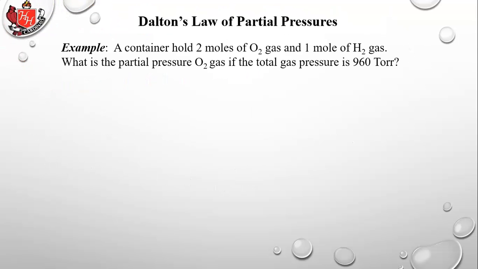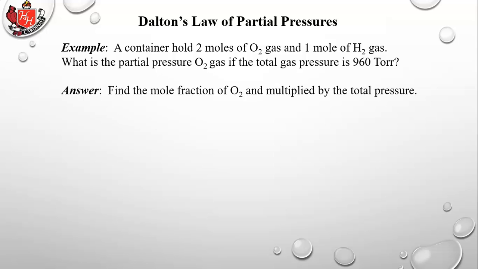So, example: a container holds 2 moles of O2 gas and 1 mole of H2 gas. What is the partial pressure of O2 gas if the total gas pressure is 960 torr? So find the mole fraction of oxygen and multiply by the total pressure. So there's the formula again.